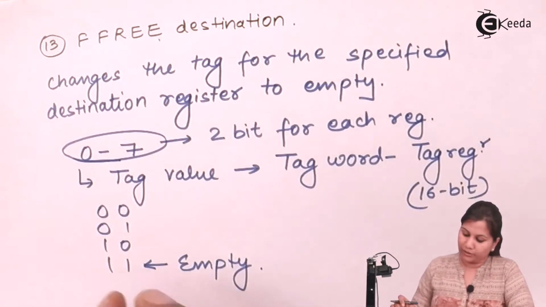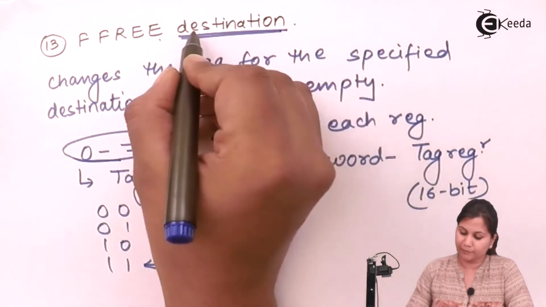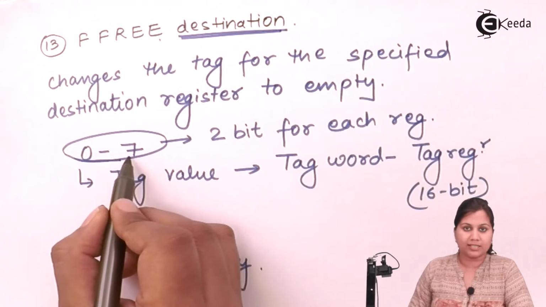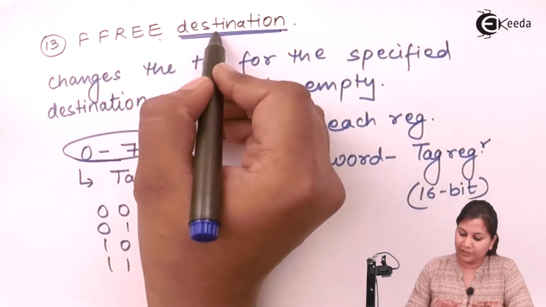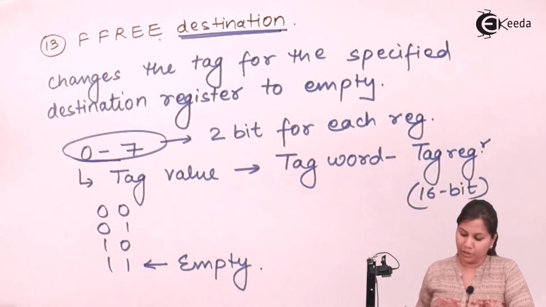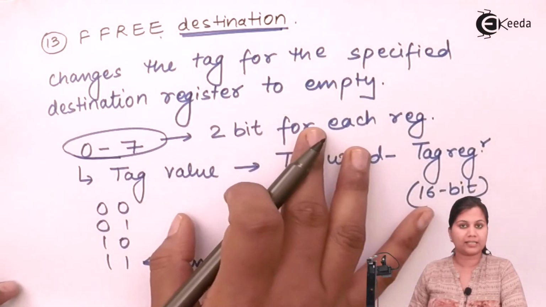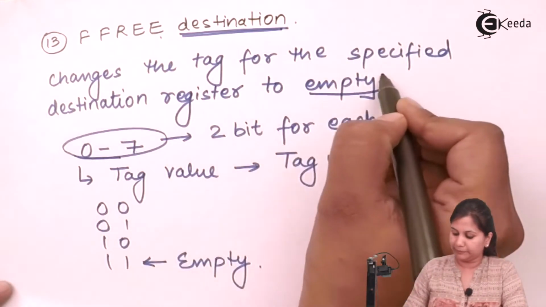Okay, so here the register whose value is specified, suppose that the 7th register is specified. So the 7th register, its tag value is changed to 11. Okay, so this instruction is used to change the tag for the specified destination register to empty.